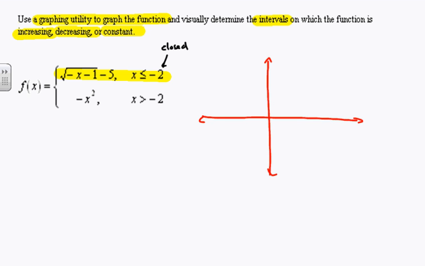If you want to find the value at negative 2, we get the square root of 1, which is 1, and then negative 4. 1, 2, 3, 4. Right there.